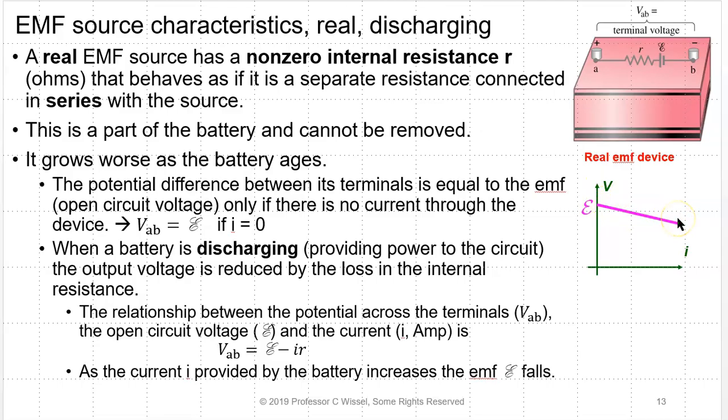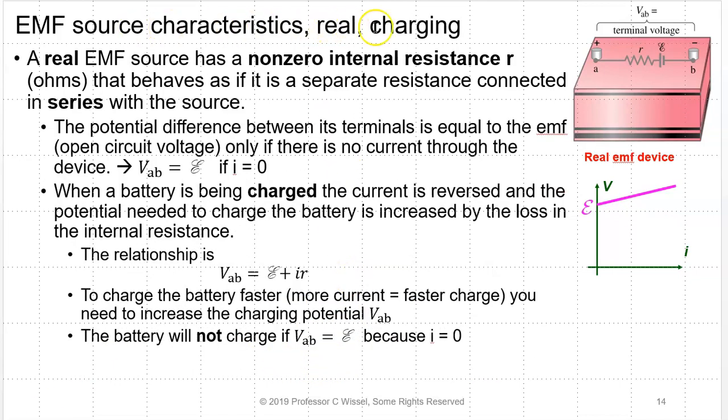As you increase the current, which is increasing the load on the battery while it's discharging, the output voltage falls off by this amount, I times R. I is the current, and R is the internal resistance of the battery. This is for a battery that is charging.